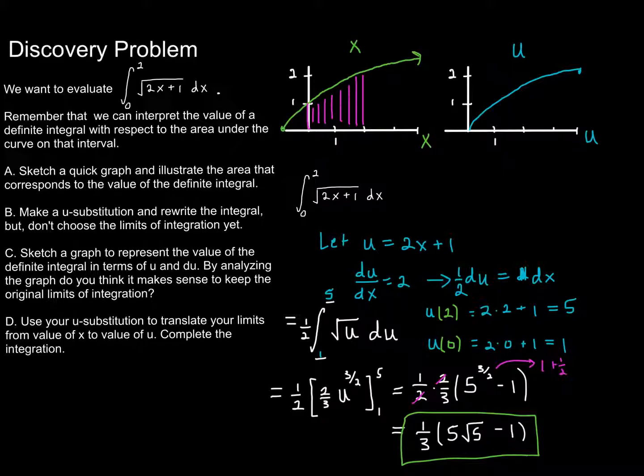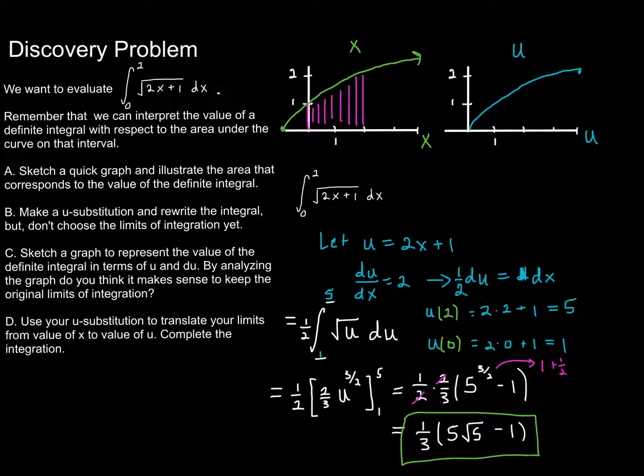And u to the 3/2 evaluated at 1 is just going to be 1 to 3/2, which is 1. Now notice here that 5 to 3/2 is perfectly fine, but I can rewrite this, and I can take advantage of the fact that 3/2 is 1 plus 1/2. And when you're adding exponents, that means you are multiplying a base of 5 to the 1 times a base of 5 to the 1/2. When you multiply the same base, you add the exponent. So 5 to the 1 is 5, and 5 to the 1/2 is square root of 5. So I can rewrite this as 1/3 times 5 square root of 5 minus 1.